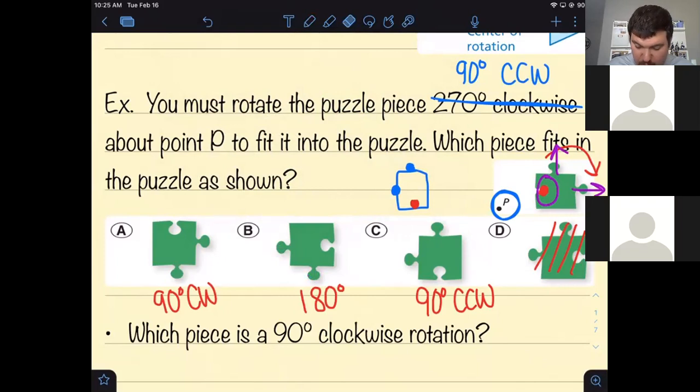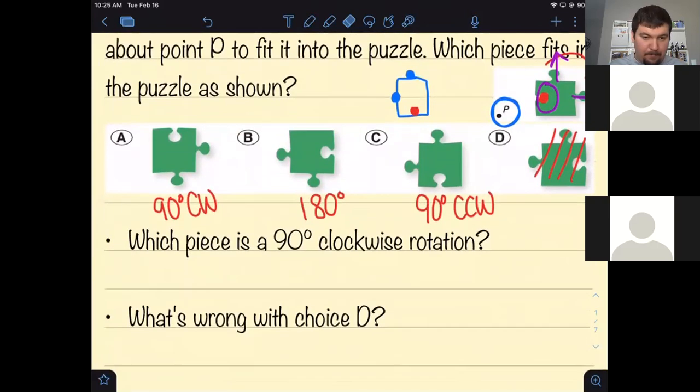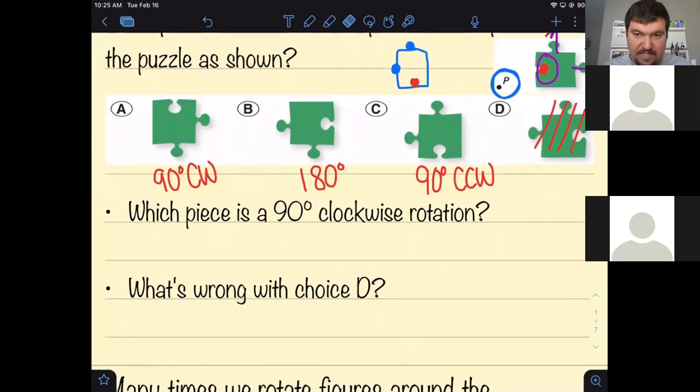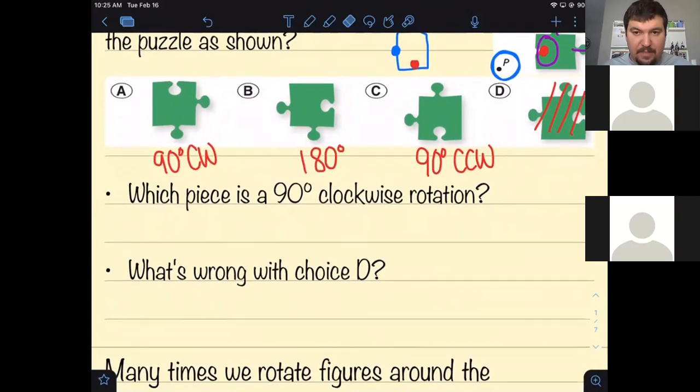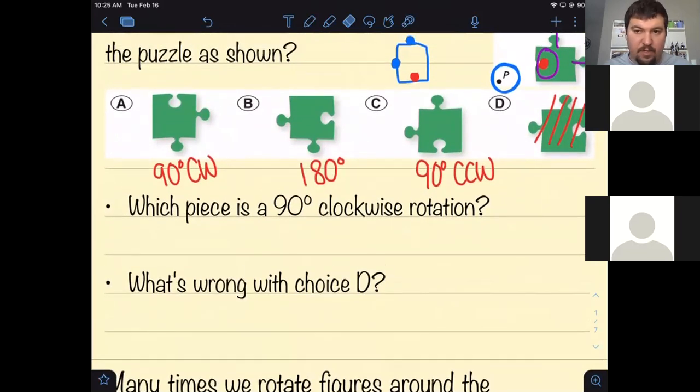Okay. Now notice that when we write 180 degrees, we don't say clockwise or counterclockwise because it doesn't matter. 180 degrees is halfway no matter what direction you turn it. Okay. And then we said answer choice D isn't even the puzzle piece at all. It's a different puzzle piece because that cutout is in the wrong spot.